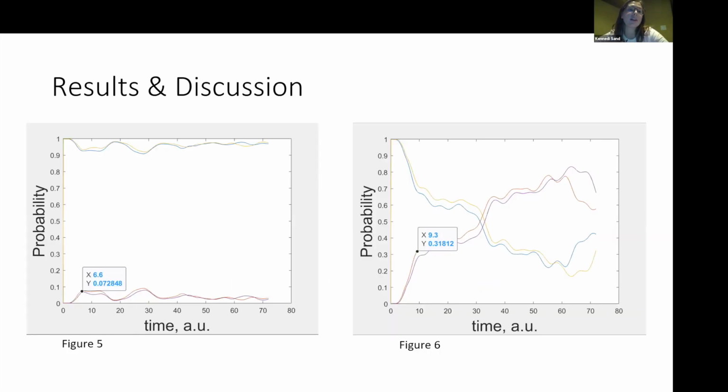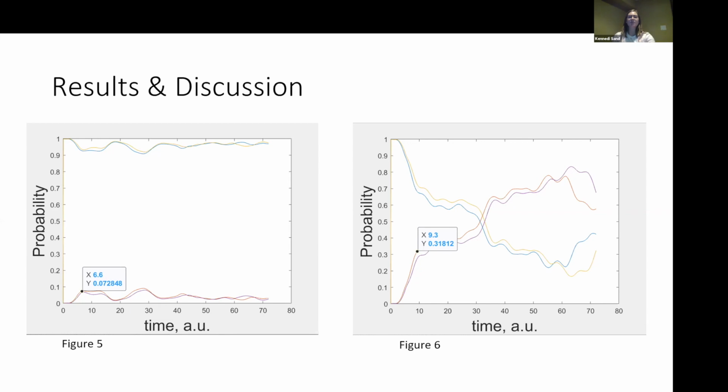And so here are more graphs. Figure 5 is the result of the electric field value that has a value of 0.05, and figure 6 is the result of the electric field value that has a value of negative 0.05.